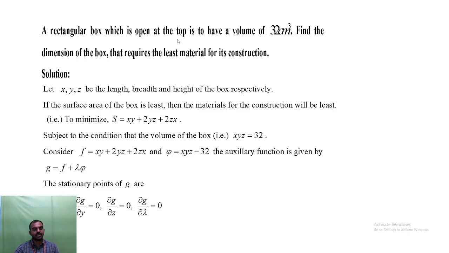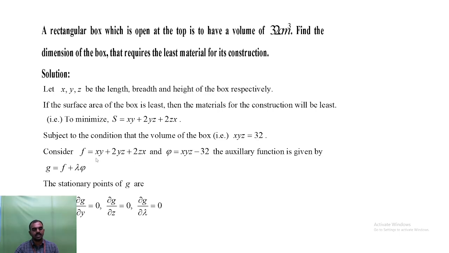So open at the top means it has only the 5 faces. Subject to the condition that the volume of the box, xyz, is equal to 32. What is xyz? It is the volume. This is the formula for the volume of the cuboid: length into breadth into height. This value is equal to 32.